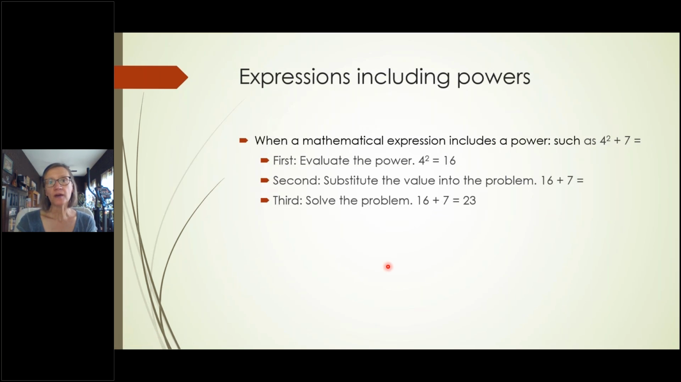So you'll get mathematical expressions using powers. When a mathematical expression uses a power, the first thing you need to do is evaluate the power. So for example, 4 to the second power plus 7. First you evaluate the power. 4 to the second power is 16. Then you substitute that value into the problem. So you substitute 16 where the 4 to the second power is in the problem. You get 16 plus 7, and then you solve the problem. 16 plus 7 equals 23.